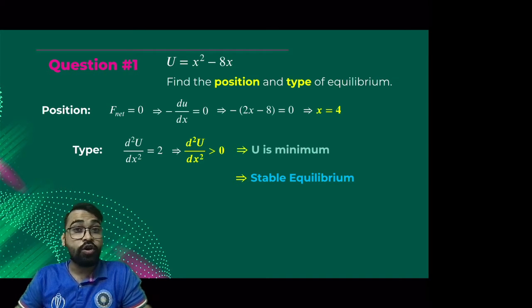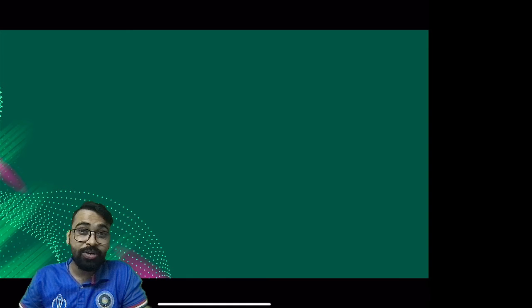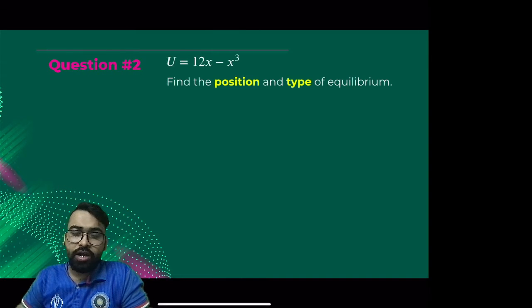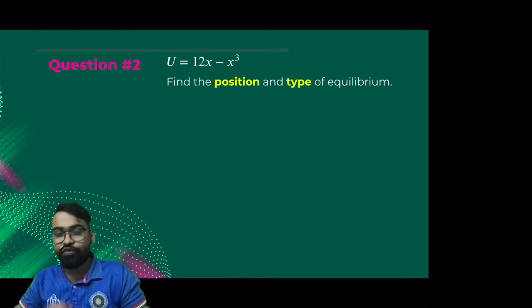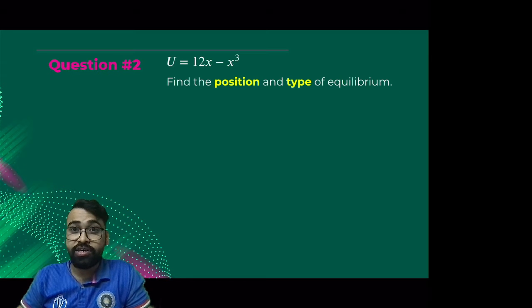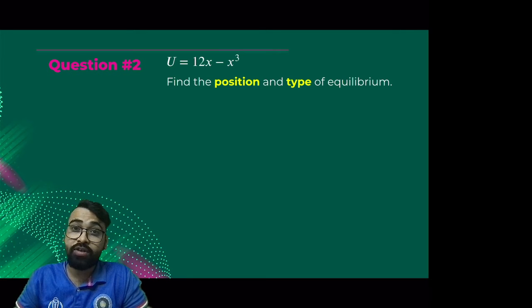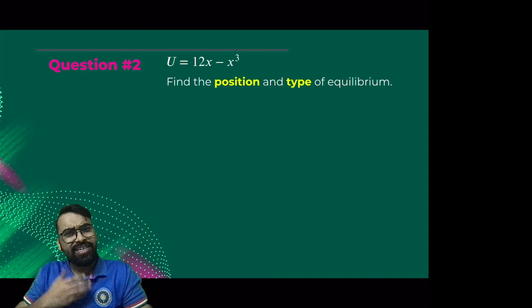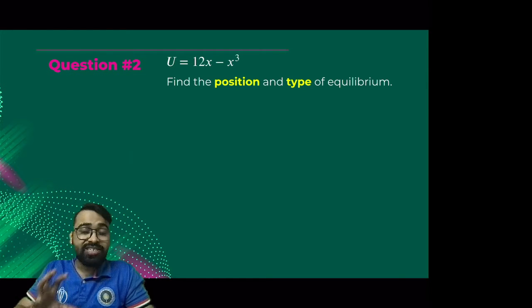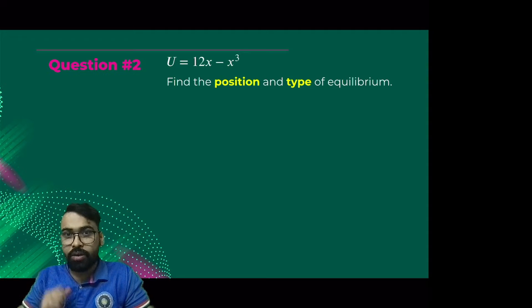But the questions might not be this easy every time. They might be of a little higher level. So let's talk about those higher level questions. If we talk about question number 2, this time around you are again given a U, but it's a little different. In place of a square, now the highest power that turns out is 3. U is given as 12x minus x cube. You are asked the same things again. So the process remains the same, although this time you'll have to work maybe a little bit harder. Let's see how things turn up.